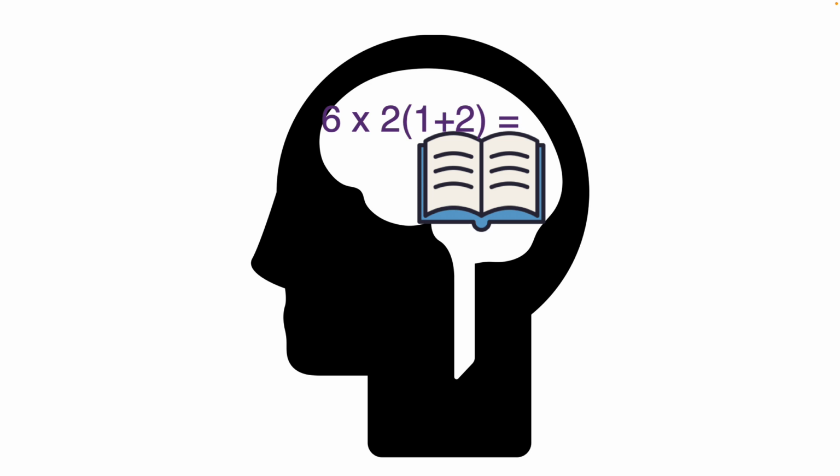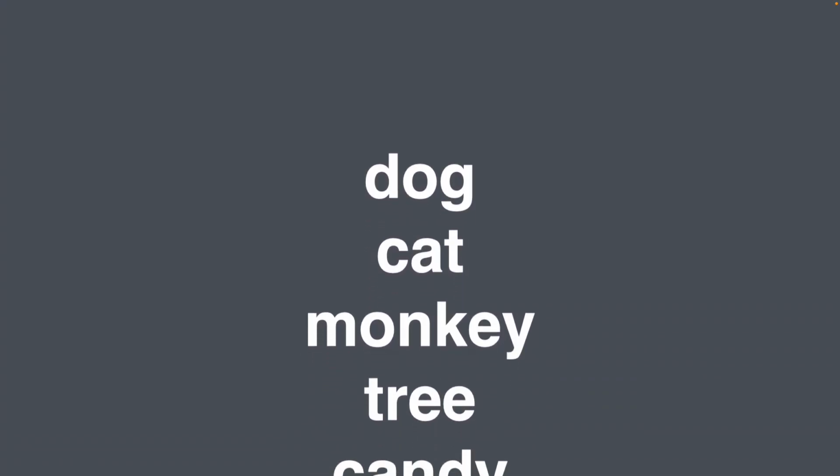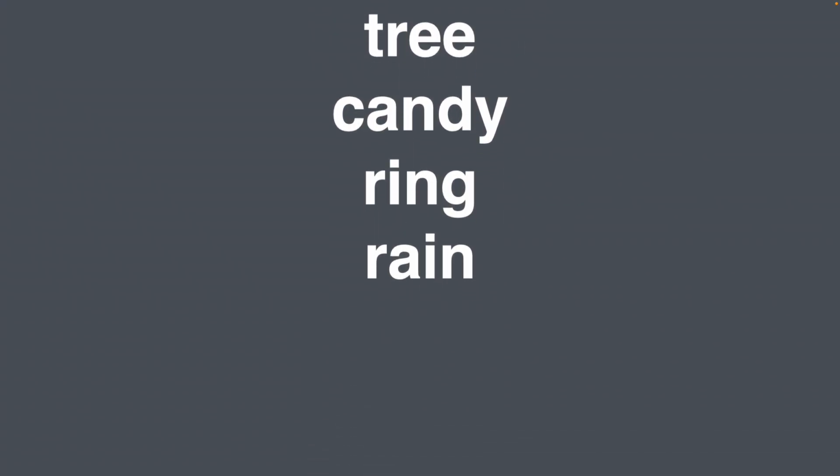Let's say I ask you to keep in mind those words that I told you earlier. And I'm guessing you probably forgot most of them, so let's put them back into your working memory. Here they are again: dog, cat, monkey, tree, candy, ring, rain. Okay, now I want you to think about which words are animals. Or how about which words began with an A? This gets a bit more difficult, right? That is because these tasks add cognitive load and therefore start to max out your working memory capacity.